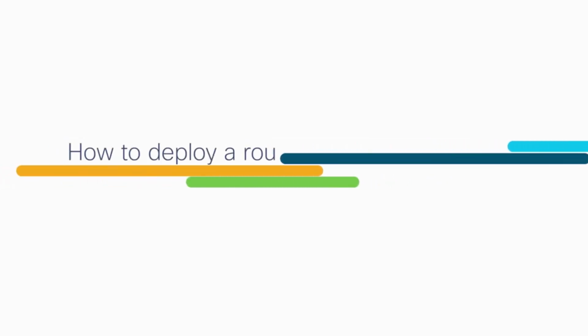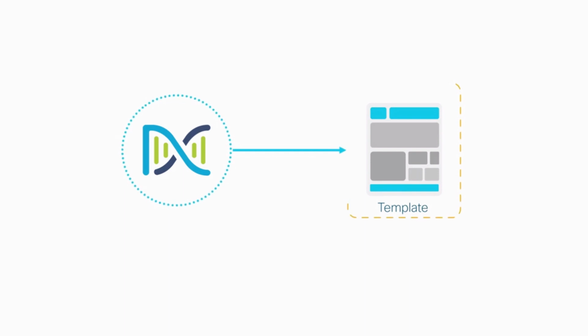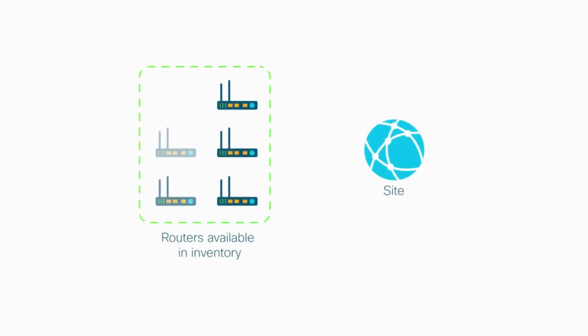How to deploy a router in Cisco DNA Center using a template. Before deploying a router in Cisco DNA Center using a template, you should have a template committed and available for deployment. In order to begin, make sure your router is available in the inventory in a managed state and is already assigned to the site.